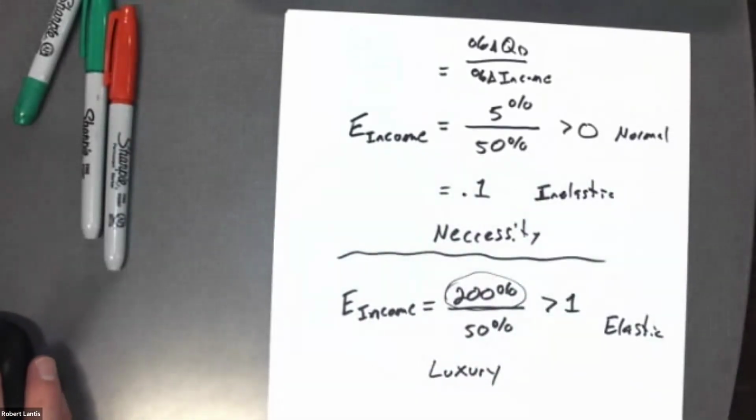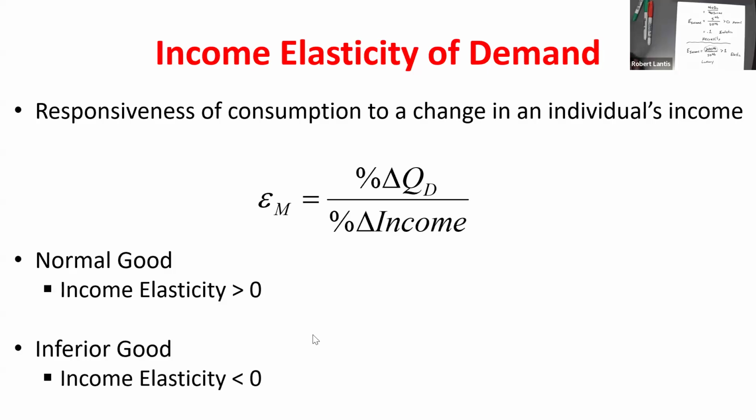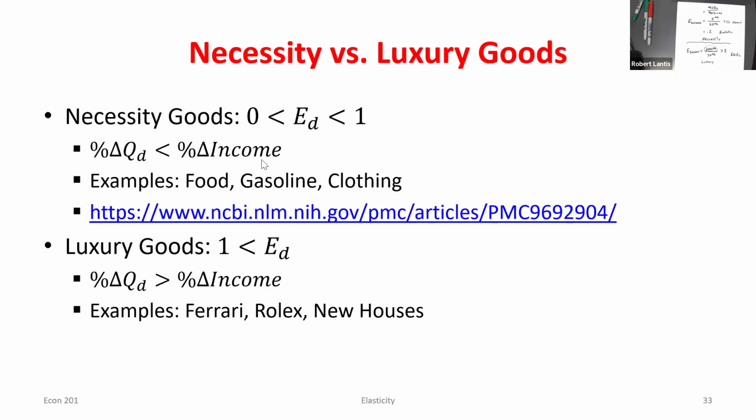Okay. So to kind of round this out right here, right? Normal goods versus inferior goods. Normal goods will be positive, inferior negative, and then we can break down that positive range into necessity and luxury goods. Okay. So necessity goods, think about things like food, gasoline, clothing. Generally, when people have more money, you still need the same amount of food to survive. You still need the same gasoline to get to and from work. Doesn't matter if you have more or less income, you need about the same amount.